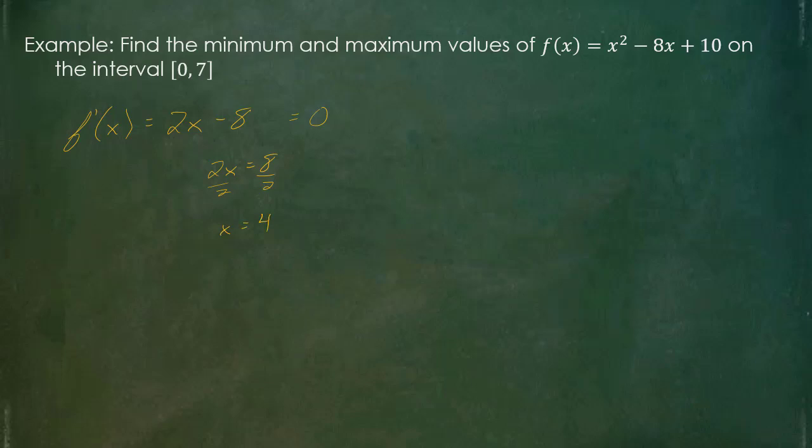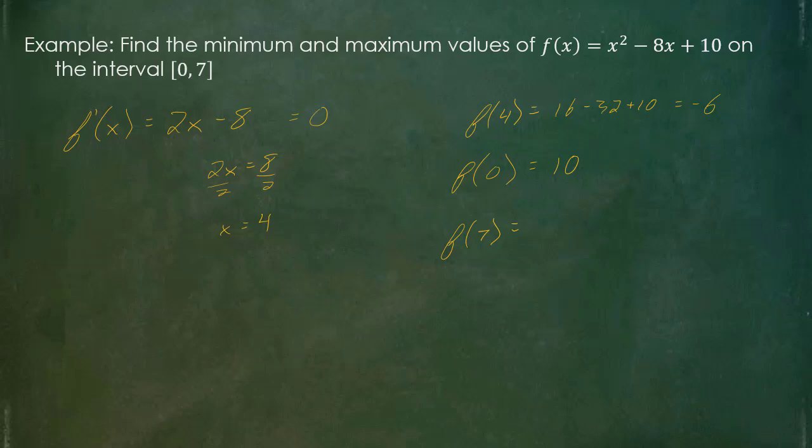So now I just evaluate what is the function at 4. That would just turn into 4 squared, which is 16, minus 8 times 4, which is 32. Then add 10 to it, so that would be 16 take away 32 is negative 16, plus 10. That would give me negative 6. Then I'll plug in now the endpoints. So f of 0, in this case, that would just be 0 take away 0 plus 10, so that would come back 10. And then whatever the function is at 7.